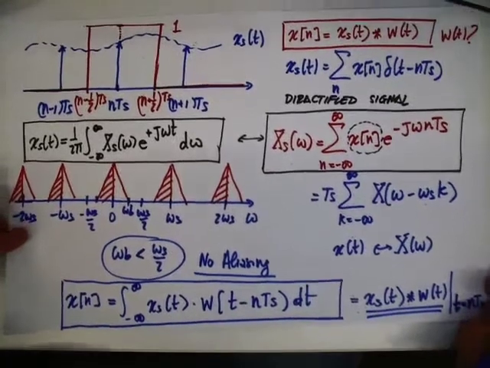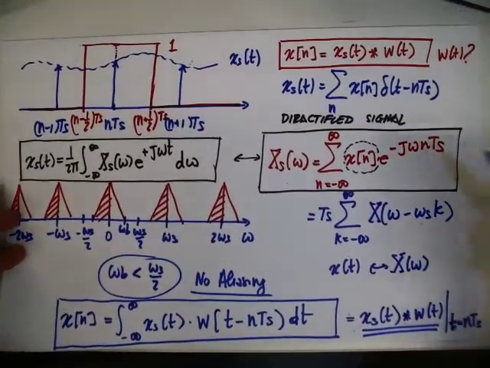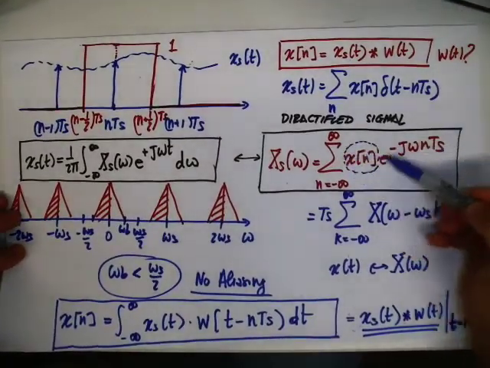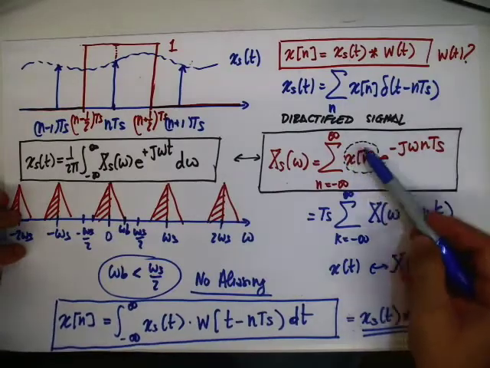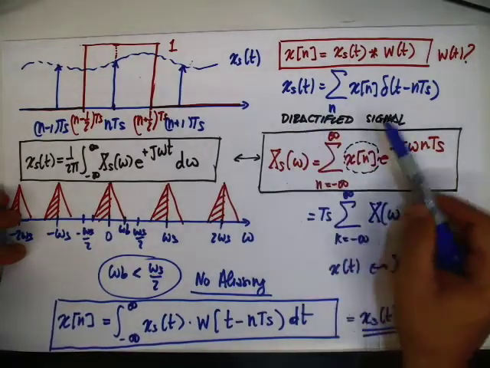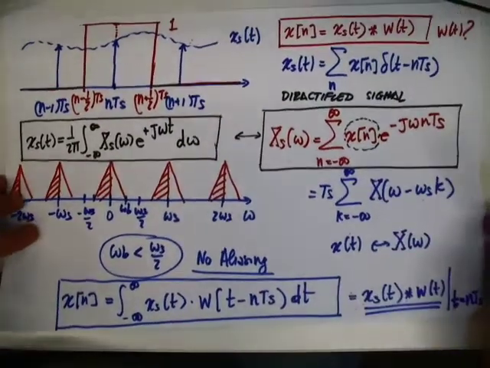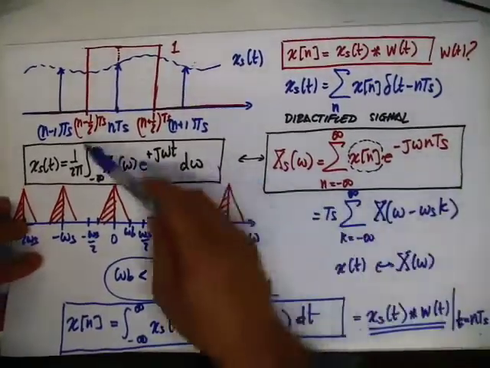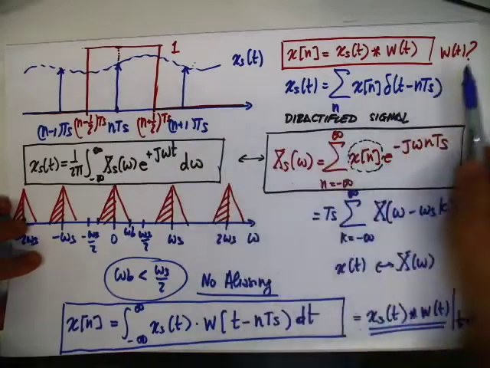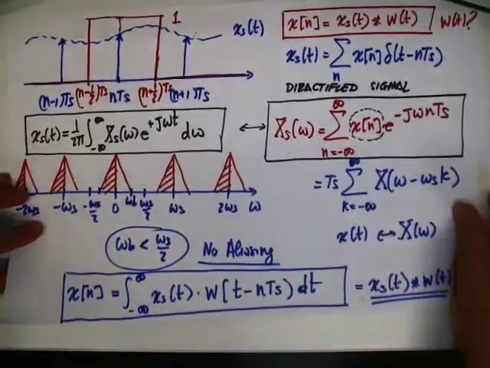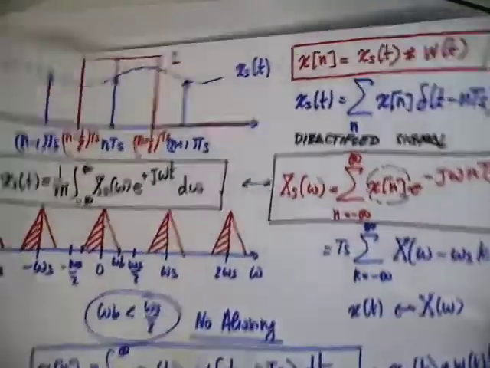The important thing is to realize that in order to recover the discrete signal, we need to convolve the Dirac-ified signal with a special window, okay? And you will see that there are infinite choices for this window W. Okay, let's see this in more detail.